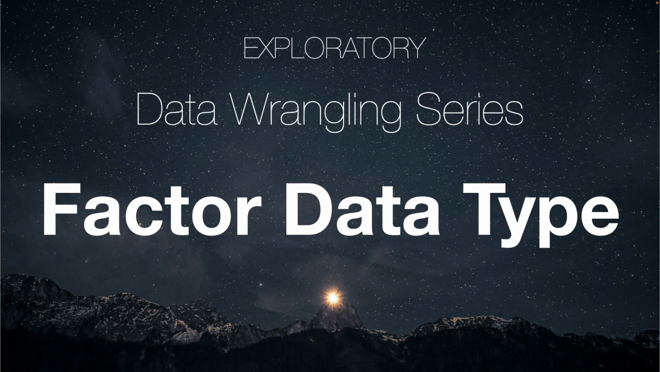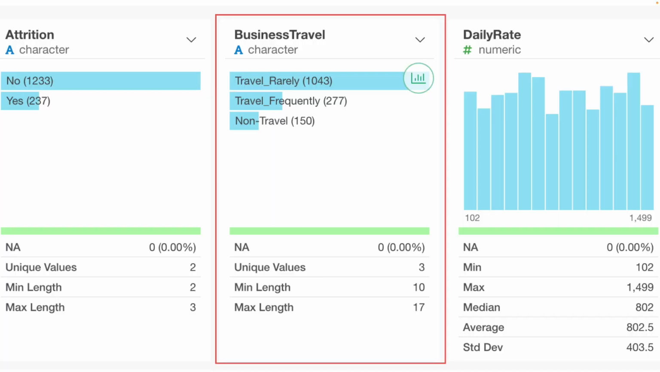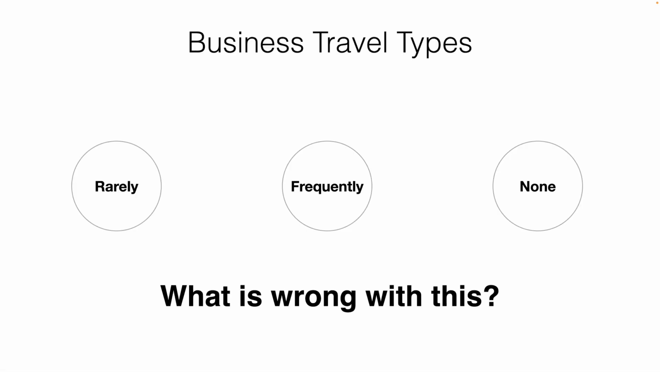Today, I'd like to cover the factor data type. This is employee data, and one of the columns is called business travel. Some employees might travel for business often, but some might not. There are three groups: travel rarely, travel frequently, and non-travel, which means don't travel at all. So if we present these three values this way, meaning rarely, frequently, and none.